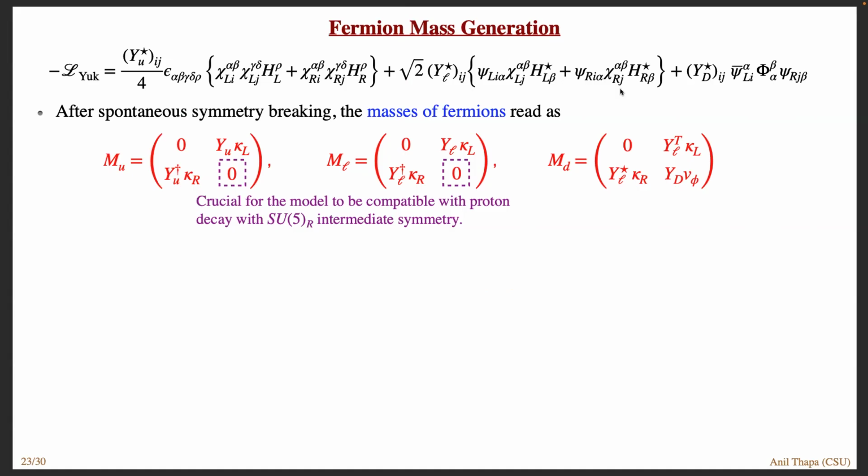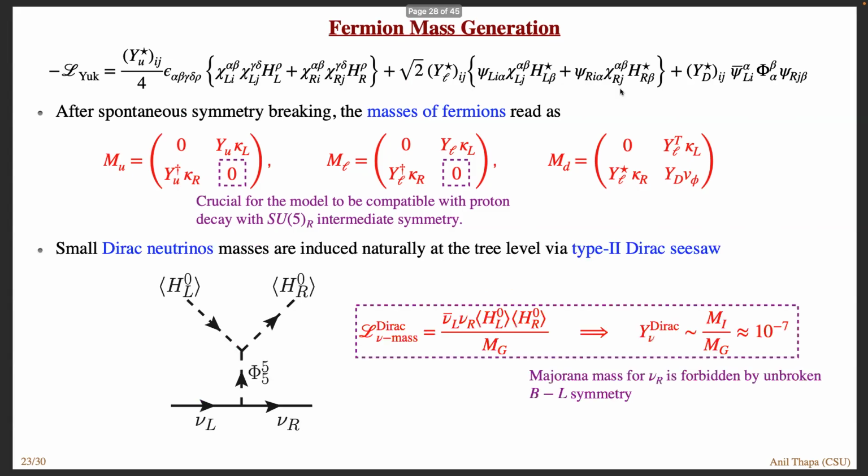This is very crucial for the proton decay. Because of this 0, there is no mixing between vector-like fermions and normal quarks. If there is no mixing between those, there is no proton decay. Okay, and it's mediated by H5, right? Yes, boson. But it turns out the small Dirac neutrino masses are induced naturally at 3 level.